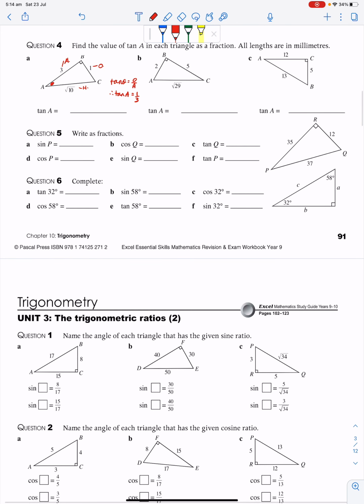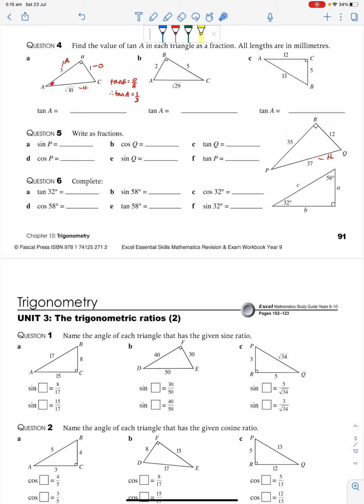If you have a look at question 5, you've got a triangle. You've got 3 sides. Of course, the 37 is your hypotenuse. Now, is this opposite or adjacent? It depends on the angle. If we're referring to angle P, then that's opposite and this is adjacent. If we're referring to angle Q, then that's opposite and that's adjacent. It depends on the angle.